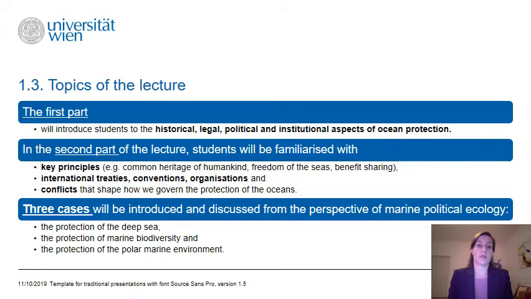The first one is the protection of the deep sea. The second one is the protection of marine biodiversity. And the third one is the protection of the polar marine environment, so of species and ecosystems in the Arctic and the Antarctic, which pose different but also important challenges that need to be addressed.